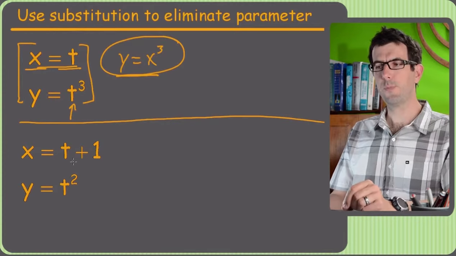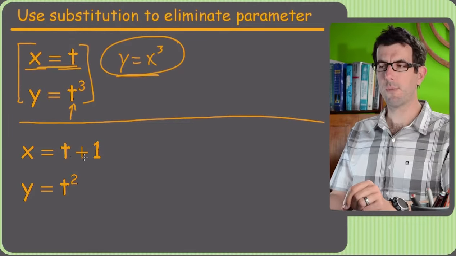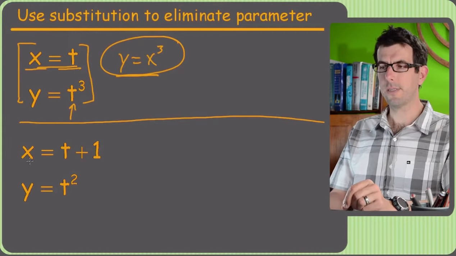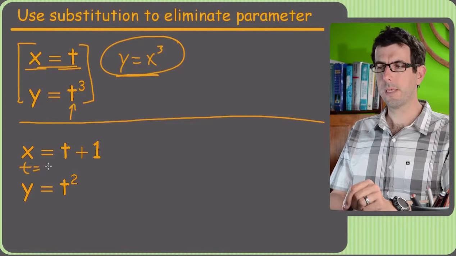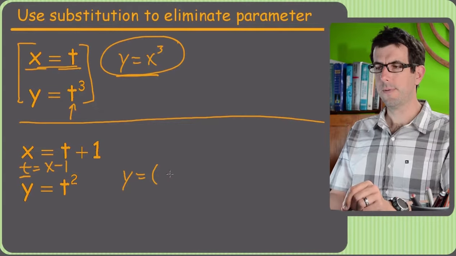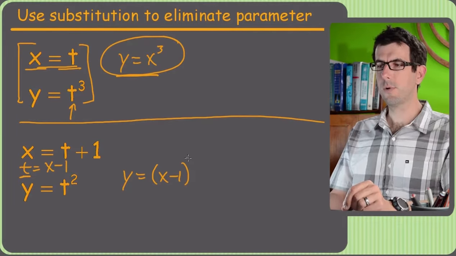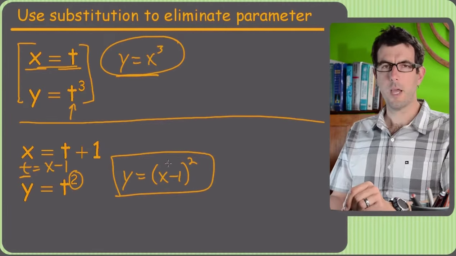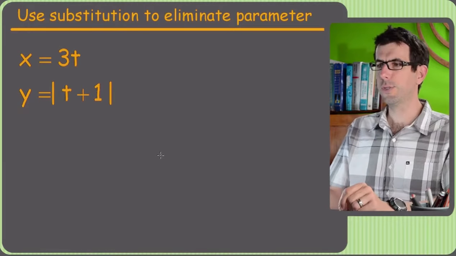So here's another one. We have to solve for t, so I'll subtract 1 from both sides, and that gives us t equals x minus 1. Now, since that's what t equals, you just plug it in right here. So you just get y equals x minus 1, since that's what t was, and we keep the exponent of squared. Pretty nice, pretty easy. That's usually how it goes.